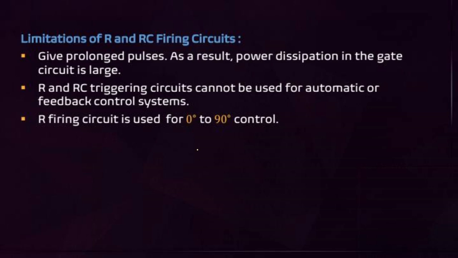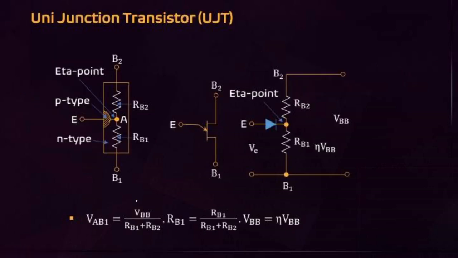The R firing circuit is used only for 0 to 90 degrees control. But for the RC firing circuit, no problem, 0 to 180 is possible. But the problem with the R and RC firing circuits is that we are generating prolonged pulses. It is not a sharp pulse. To overcome this drawback, we go for the UJT firing circuit.